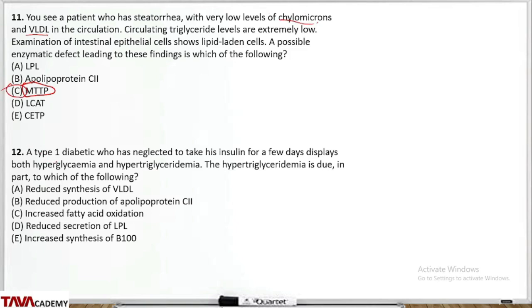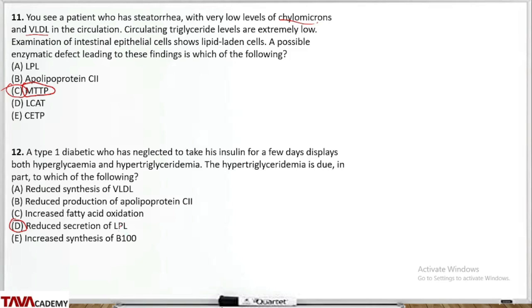Question 12. A type 1 diabetic who has neglected to take his insulin for a few days displays both hyperglycemia and hypertriglyceridemia. The hypertriglyceridemia is due to which part? There is reduced secretion of LPL. Insulin upregulates LPL in adipose tissue.